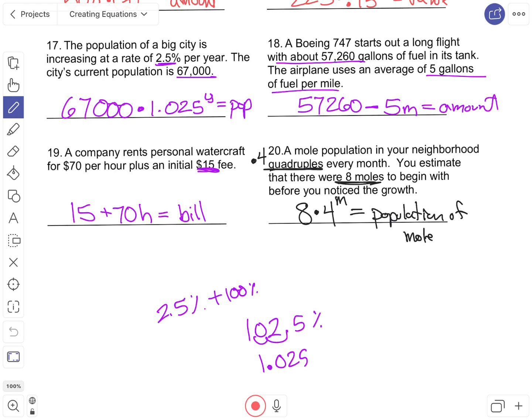All right. So there we go. Hopefully seeing all those examples helped you so that you can see how we separate those and what's happening with creating equations. All right, there we go, guys.